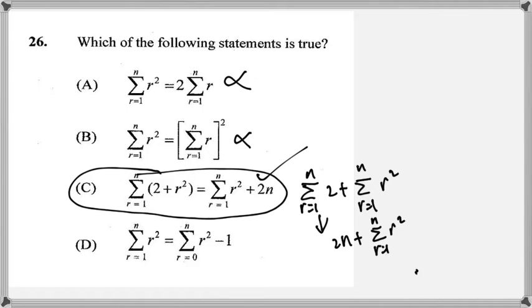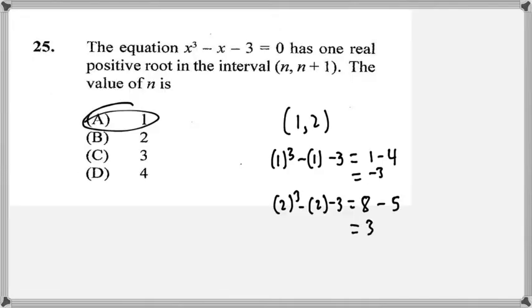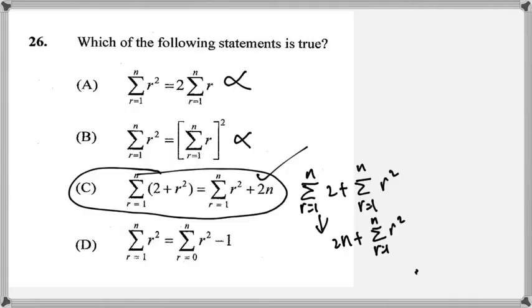So with that said, guys, this one is just really about understanding the summation rules. The other one is just the intermediate value theorem, where you're looking for a sign change. So just be mindful of those two. Guys, I hope you all understood this one. Pretty straightforward.